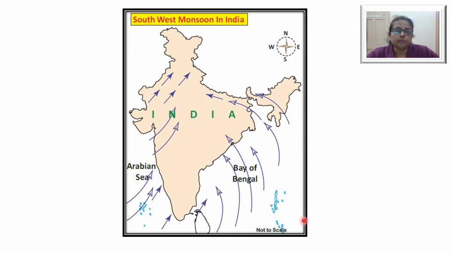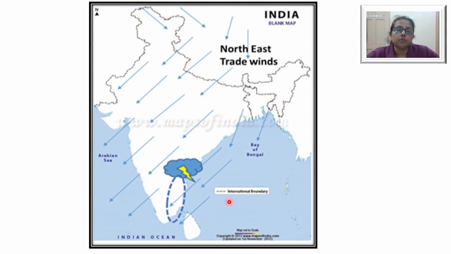So this is how the winds blow, and after the monsoon is over, the winds begin to blow in a reverse direction.